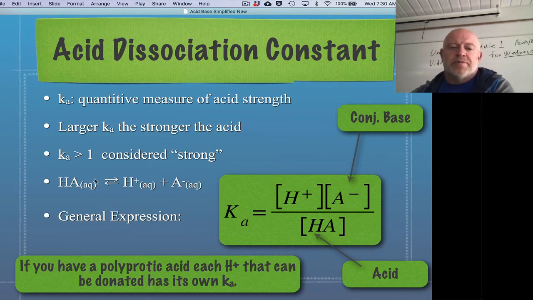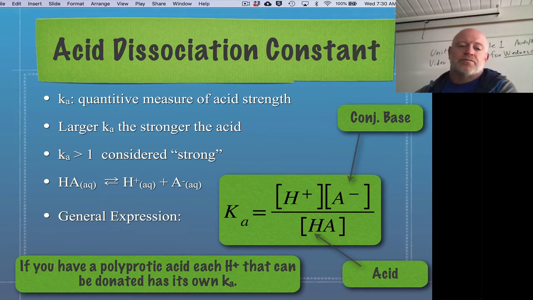Your general equilibrium expression is as follows. Everything is in solution, and then a certain percentage splits apart into ions, and a certain percentage stays together. So we can represent that by the hydrogen ions produced, the conjugate base that gets produced from this splitting, and the original unionized acid as your reactant.